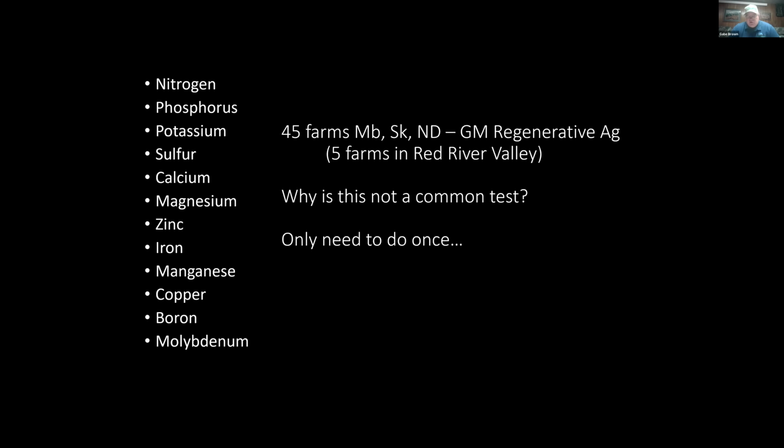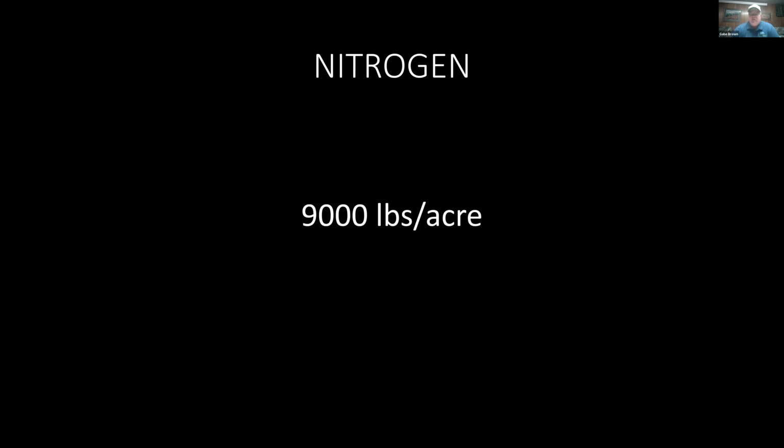So here was some work done by our consultants, Michael Thiele and Blaine Jurtis and Kent Solberg with our General Mills Regenerative Ag project in Manitoba, Saskatchewan, and North Dakota. We tested for all of these nutrients you see on the left-hand side of the screen. Here's what we found. The average on those 45 farms, there's 9,000 pounds of nitrogen in the top 12 inches of the soil profile. Okay, how many of your agronomists would be telling you that you have 9,000 pounds of nitrogen there? Well, you do.